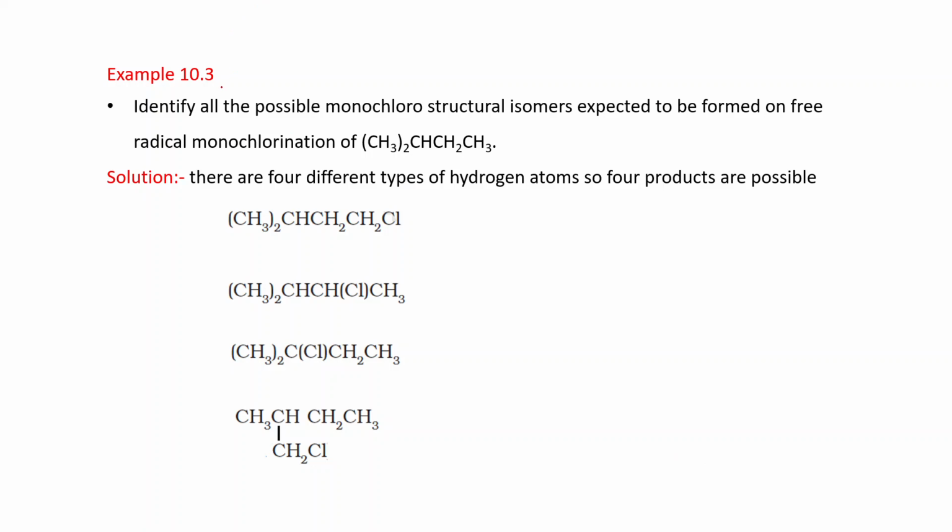There is one example, 10.3. Identify all the possible monochloro structural isomers expected to be formed on free radical monochlorination of (CH3)2CHCH2CH3. How can we obtain? In this case, there are 4 different types of hydrogen atoms. So 4 products are possible.